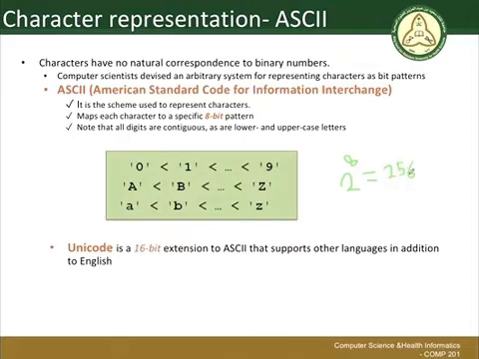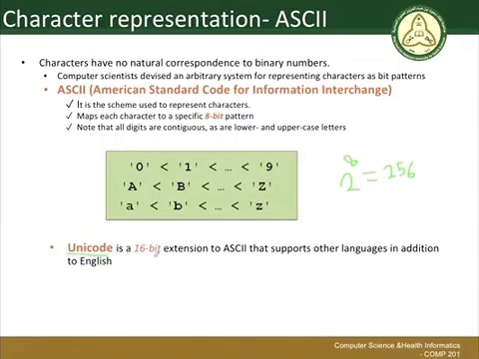256 is not enough for all the characters in the world. It's not enough for other languages, like for example Japanese, Chinese, and Arabic. That's why they defined the Unicode. The Unicode is another scheme, another representation. It's an extension to the ASCII.